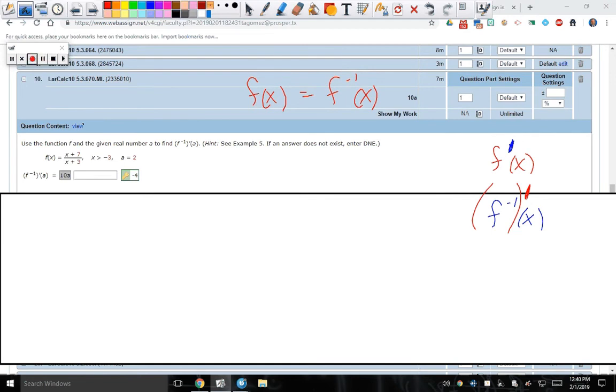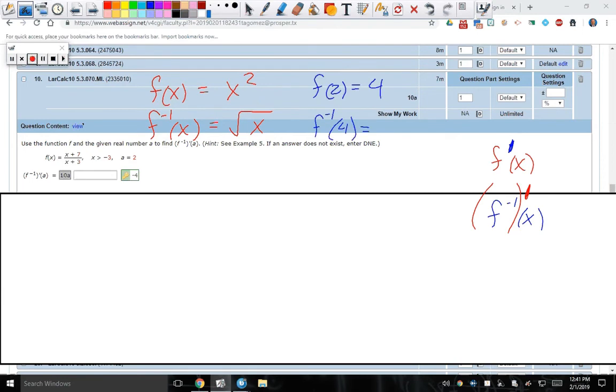Let's add more to that, okay? Listen. Look. Whenever you have a function, and let me do an easy example, I'm talking about like x squared and square root of x. What's f of 2? 4. So what's the inverse of 4? 2.